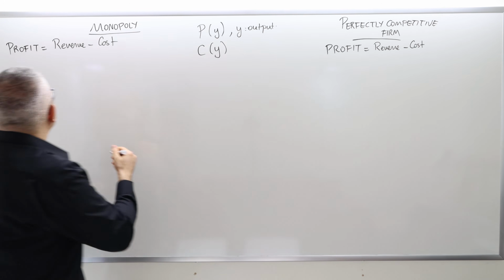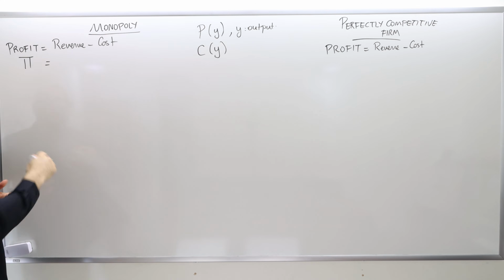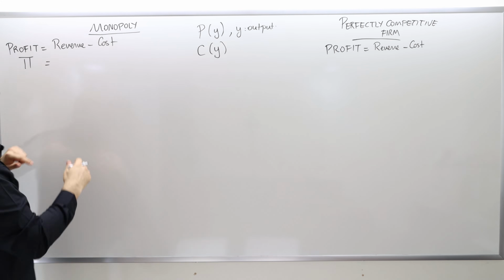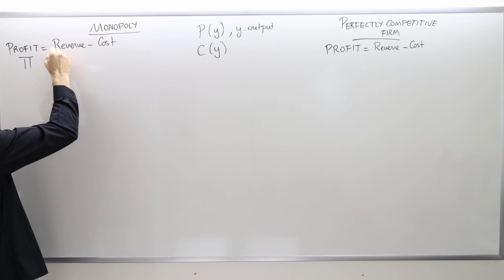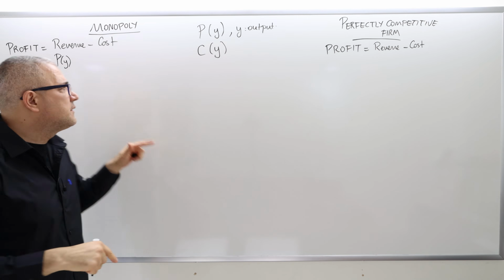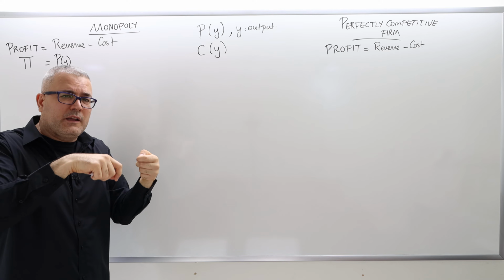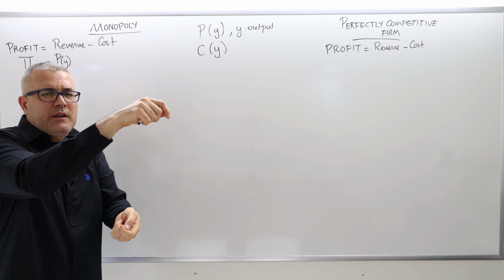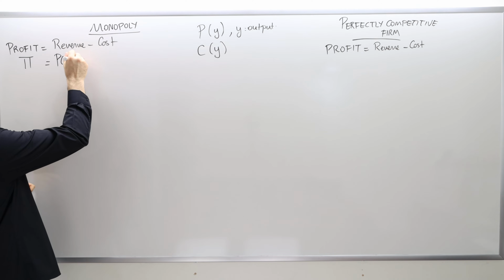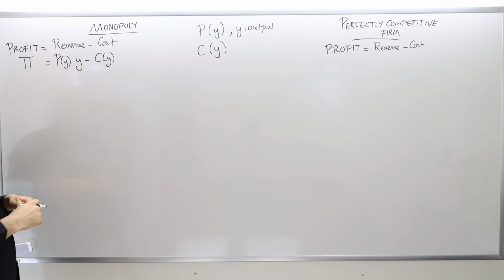Therefore, the profit of the monopolist, and by the way, mathematically we always denote profit by pi. So pi is equal to revenue, which is P of Y. Remember, you're free to choose the price as a monopolist, and the price is a function of quantity. If you choose a different quantity, you're going to get a different price, right? So the price times quantity minus cost of quantity, all right?